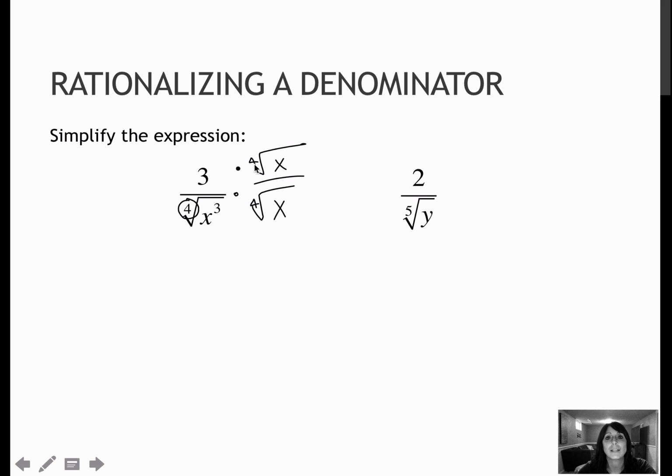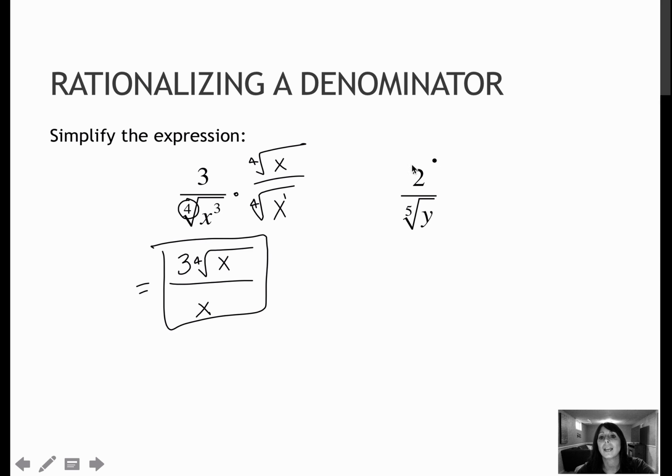Now what's going to happen is my numerator is just going to multiply to be 3 times the 4th root of x. My denominator is 3 x's and another x, so 4 x's. So it's the 4th root of x to the 4th, which of course is just x. So that's my final answer.